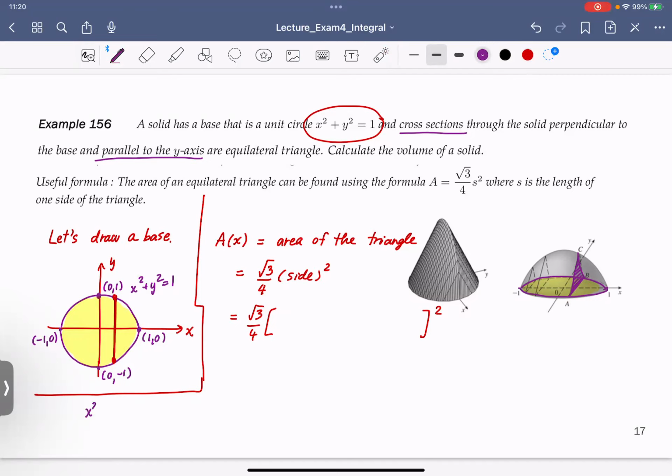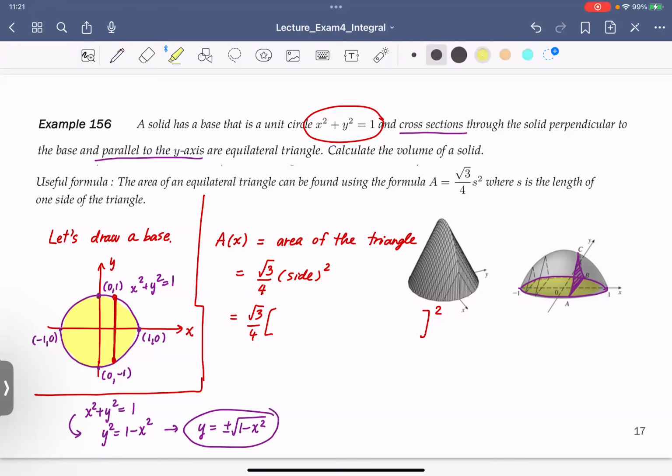So x squared plus y squared equal to 1. You need to simplify until you get something instead of x, right? This is y squared equal to 1 minus x squared, this is y equal to plus or minus square root 1 minus x squared, right? You simplify, and then you have this one.